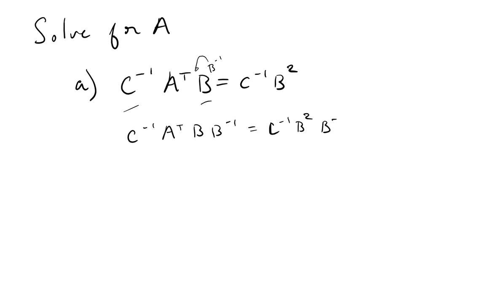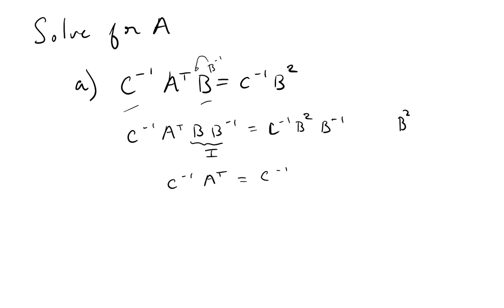B squared, B inverse. So this is I. Essentially anything times I is the initial matrix I'm multiplying it by, which is in this case C inverse A transpose. And on this side I get C inverse. Now B to the power 2, B to the power minus 1, I can add the powers just like I add powers with numbers.